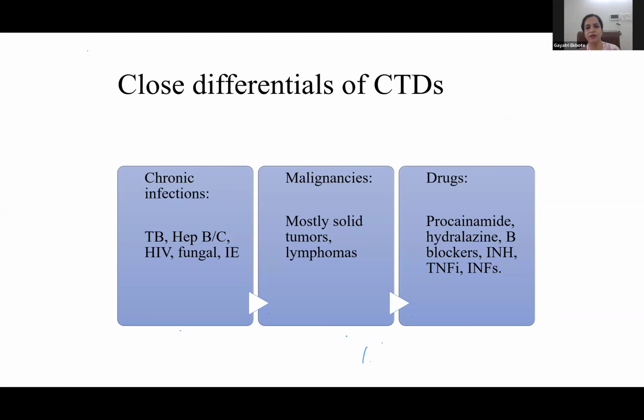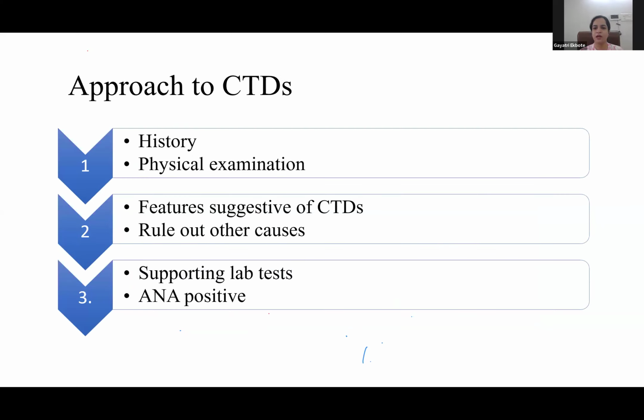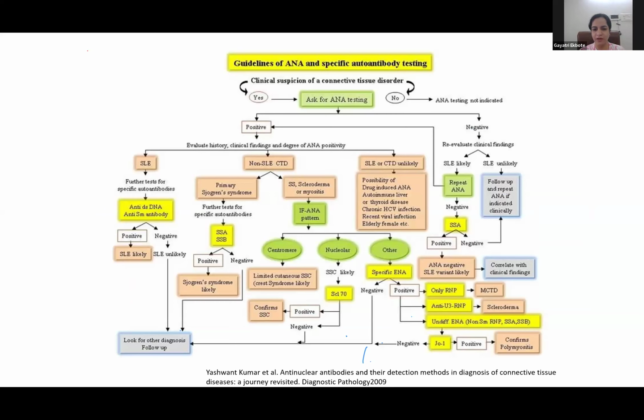The most important part here is the close differentials of CTD. So you have to always rule out infections first, in India at least. So rule out TB, viral infections, fungal infection, infective endocarditis, mostly lymphomas, solid organ tumors, then drugs, as I discussed before. So now, as you must have understood, the history taking is quite similar to your undergrad and postgrad medicine. This is a busy slide. We'll have a class later about the investigations in rheumatology, and how each antibody in your ENA or ANA blot helps for the diagnosis.